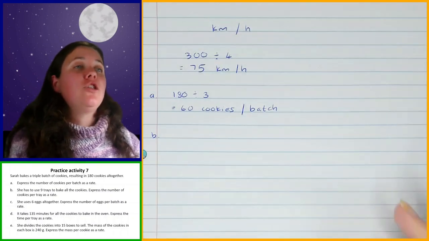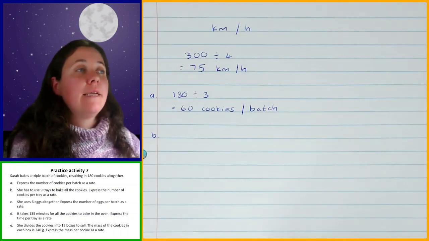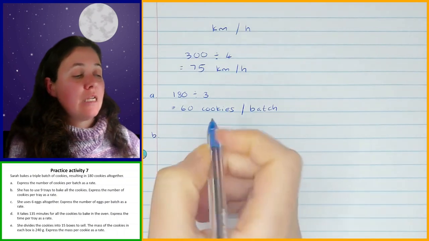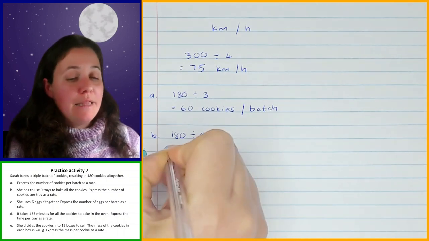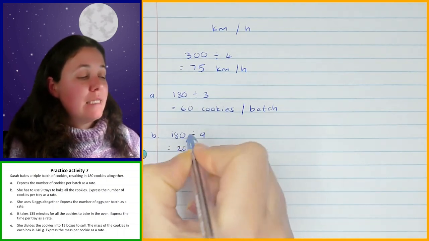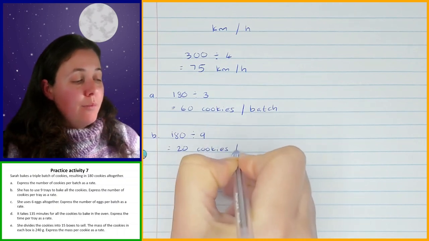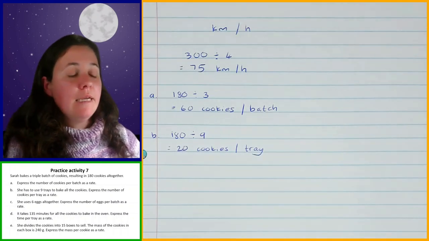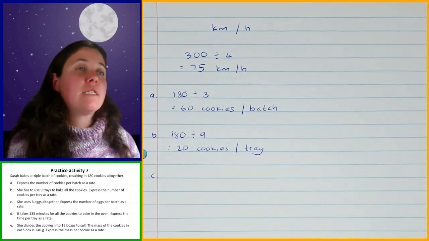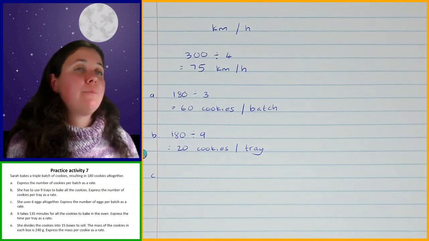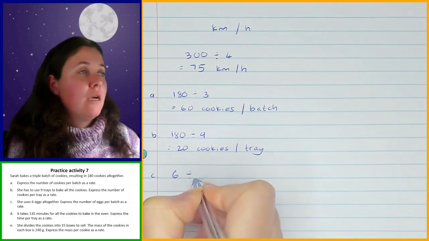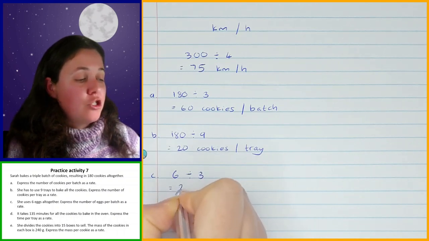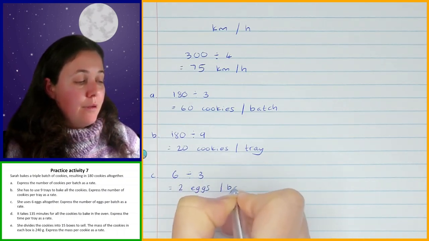Question B, she has to use 9 trays to bake all the cookies. Express the number of cookies per tray as a rate. So now we're doing cookies per tray, so I need to take the number of cookies, which is 180, and divide it by the number of trays, which is 9, and that gives you 20. So the rate is 20 cookies per tray. Then for C, it says she uses 6 eggs altogether. Express the number of eggs per batch as a rate. So the number of eggs per batch is 6 eggs divided by 3 batches. That means she used 2 eggs per batch.